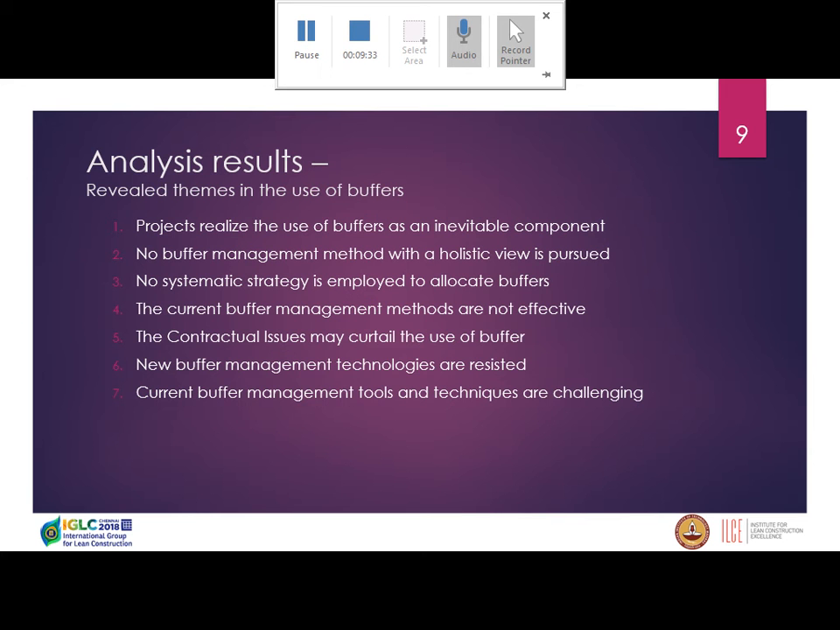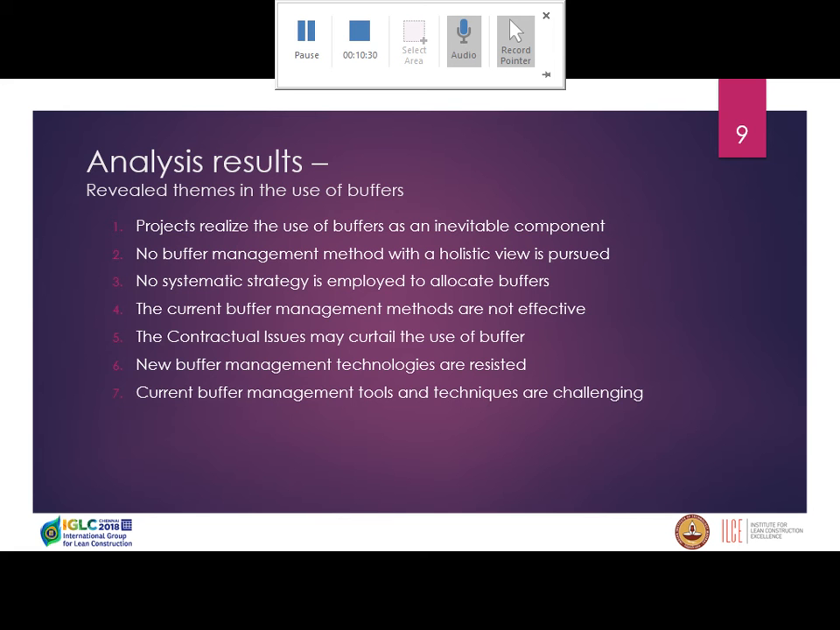The second theme was that no buffer management method with a holistic view is pursued. Basically, 11 out of 12 interviewees were using CPM, the critical path method. The critical chain refers to the sequence of activities which gives us the longest completion time. If an activity is not on the critical chain, it is basically not being considered for designing buffers. So there's no holistic view of the whole project. The third theme was that no systematic strategy is employed to allocate buffers. Basically, these people were using a fixed percentage of the estimated time added to the schedule, apart from the importance and sensitivity of activities.